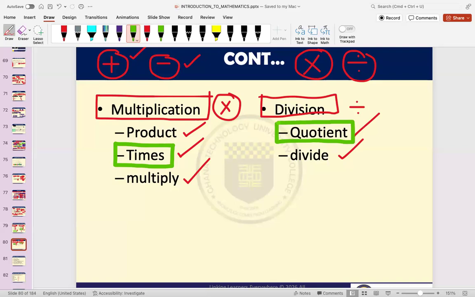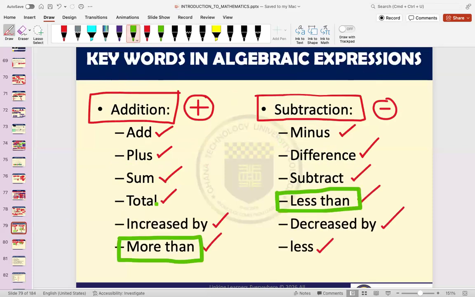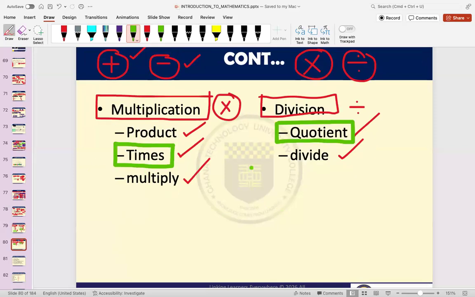So it means that we'll be using them constantly to solve a lot of the algebraic problems. And I'm sure you will not forget these keywords for addition, for subtraction, for multiplication, and for division. So these are the basic algebraic operations.